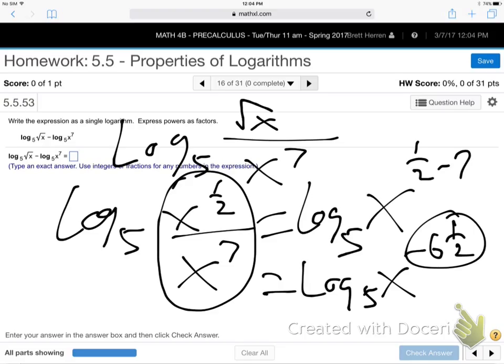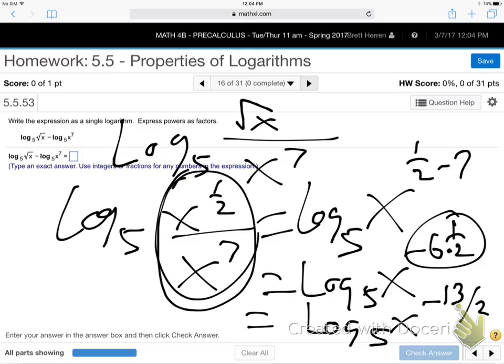Remember how to convert mixed numbers to improper fractions? You multiply the bottom and add the top. 6 times 2 is 12, add 1 is 13. Kind of running out of room here. So it's log base 5 of x to the minus 13 halves. 6 times 2 is 12, add 1, 13. Good there? See what we've done?